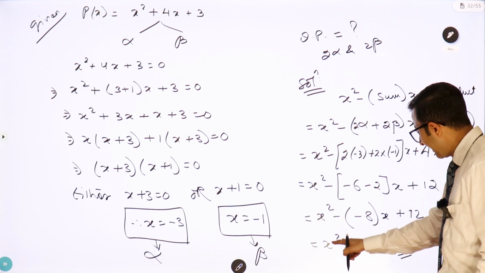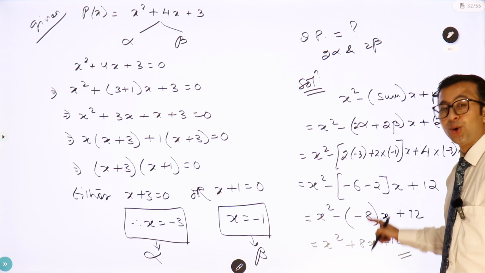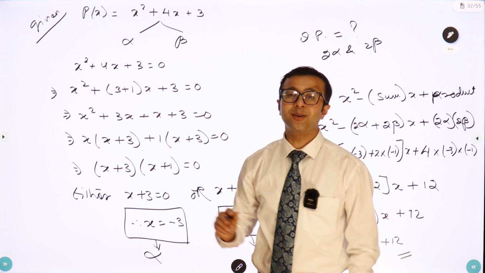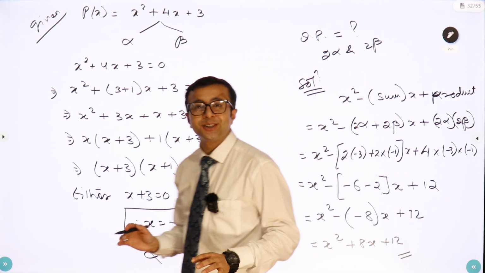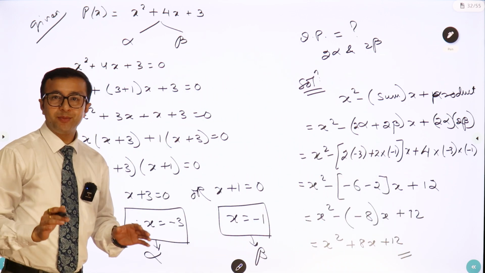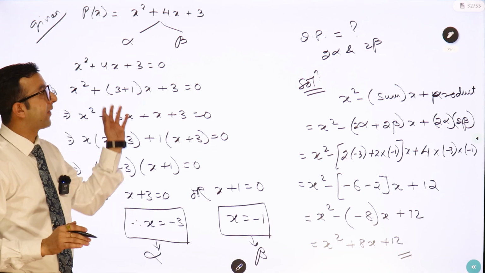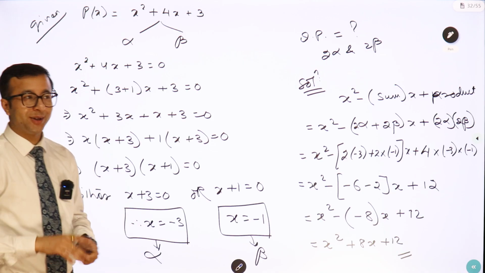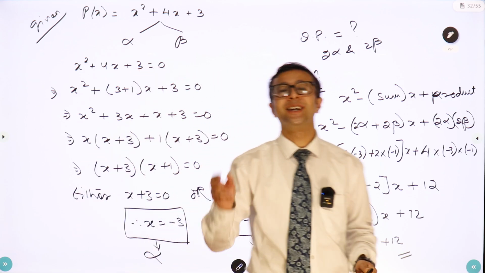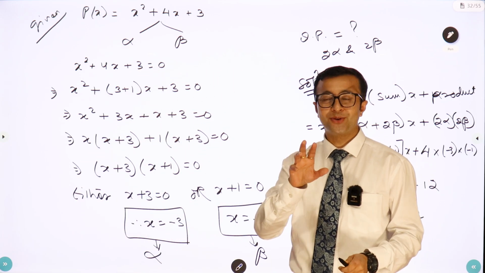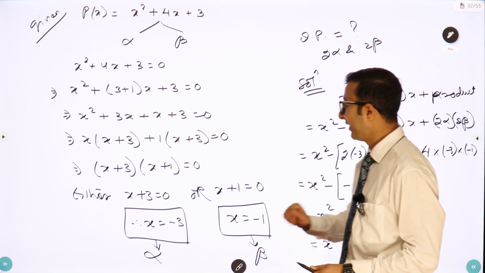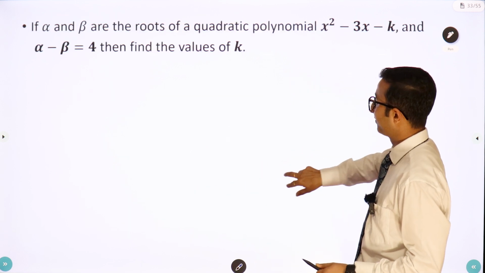It means that this is a quadratic polynomial whose roots are double the roots of the given quadratic polynomial. So this is method number 1. If method number 1 is not possible, meaning factorization is not possible, then you should follow method number 2. And method number 2 is to directly get the relationship between sum and product of the roots with their coefficients and put it in the respective places.